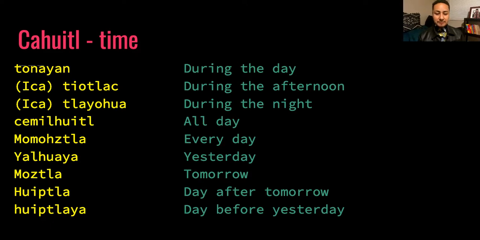Okay, mohmostla. This word mohmostla means every day. And it really comes from this word mostla. Mostla means tomorrow. And saying mohmostla is kind of like saying tomorrow and tomorrow and tomorrow and tomorrow. Because you learn that reduplicating any syllable in Nahuatl in front of verbs or in certain nouns means that the action is continuous. So it's literally saying tomorrow and tomorrow and tomorrow, but it translates as every day.